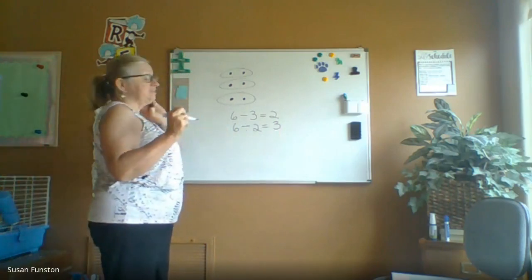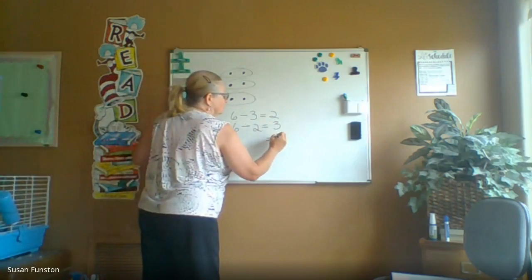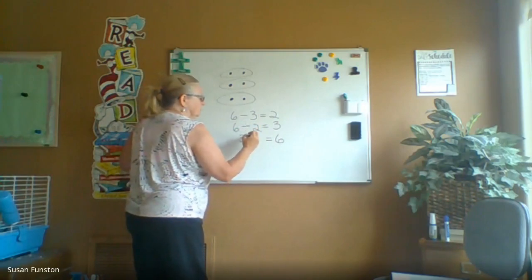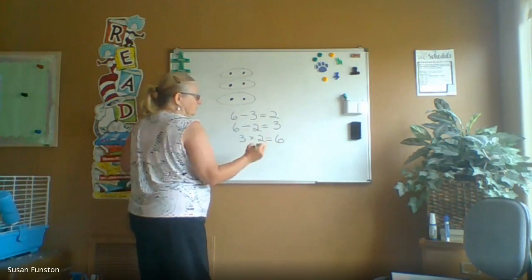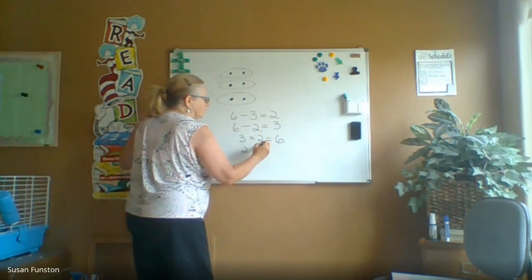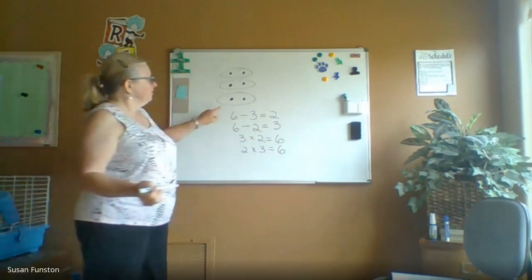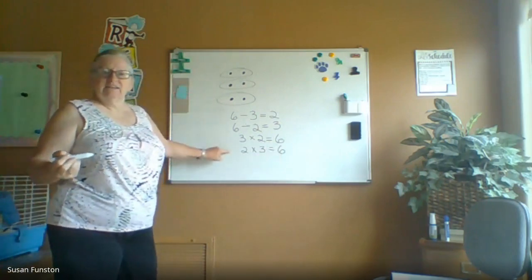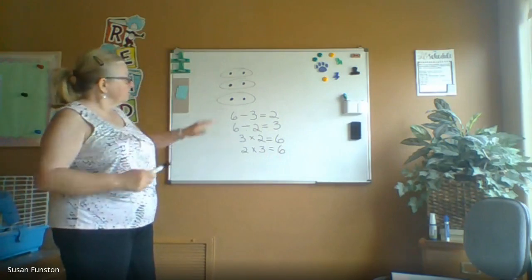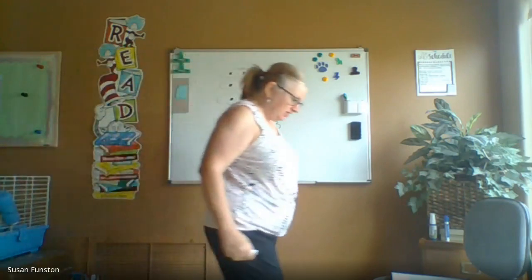And what if I want to use multiplication? I need my largest number to be my product. These are going to be my 2 factors. So 3 times 2 equals 6. What if I put them in the other order? 2 times 3 equals 6. So these are all our related multiplication and division facts. So we can always make 2 division and 2 multiplication sentences.